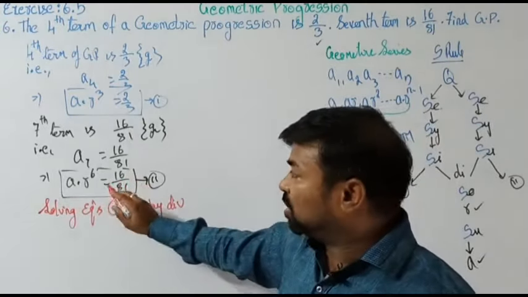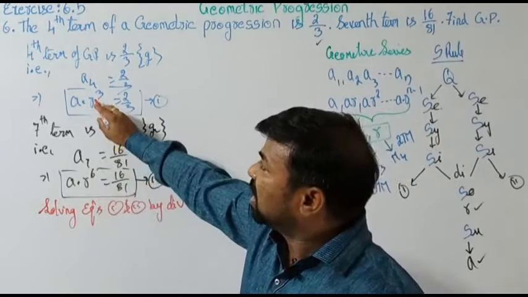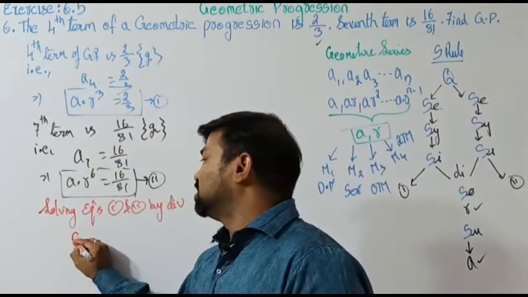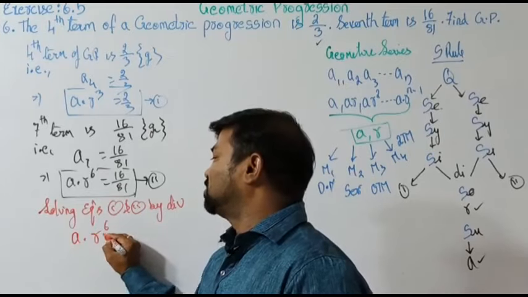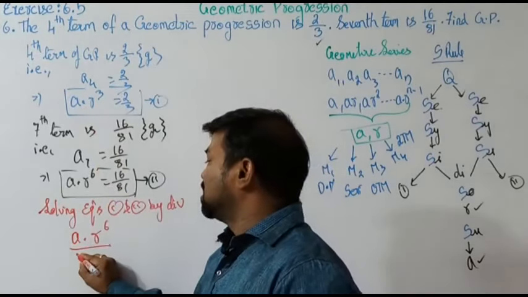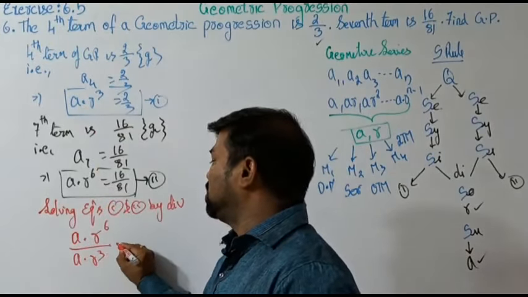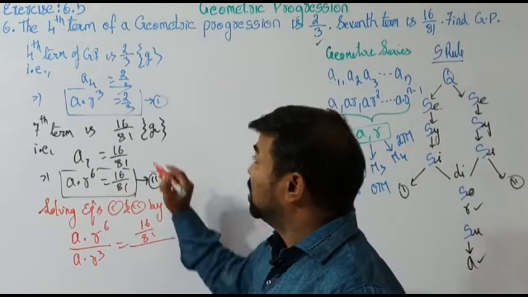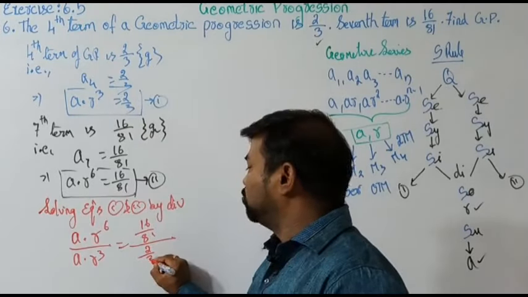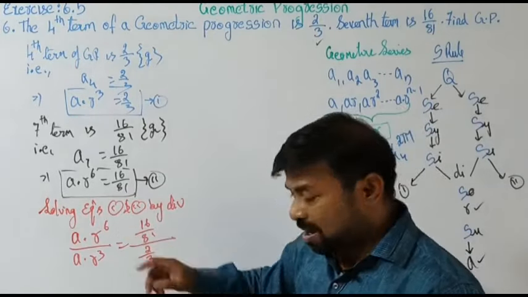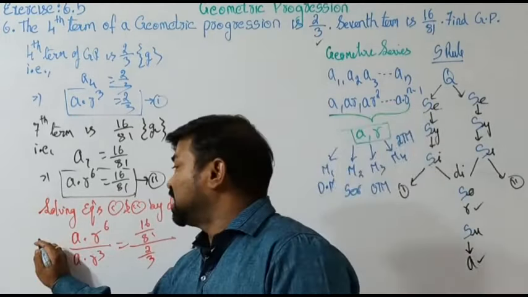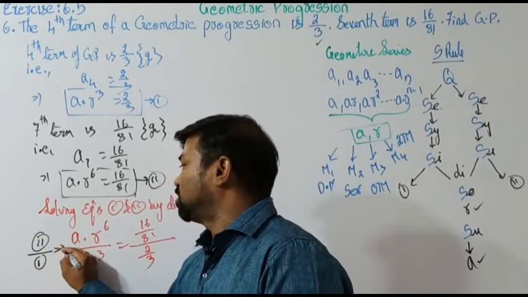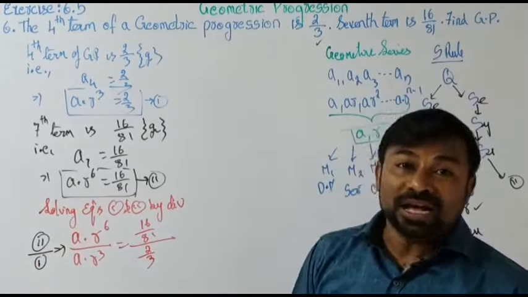So which is the bigger one? Between r to the power 6 and r to the power 3, obviously r to the power 6 is the bigger one. That is a into r to the power 6 by a into r to the power 3 equals 16 by 81 divided by 2 by 3. Hope you are able to understand. The above one is the second equation divided by the first equation.